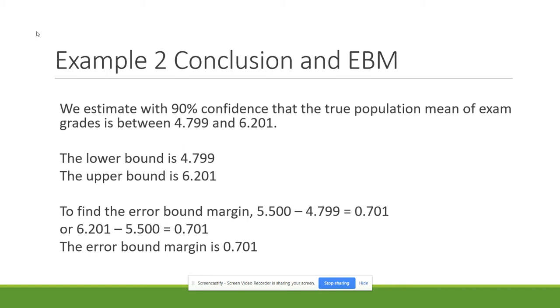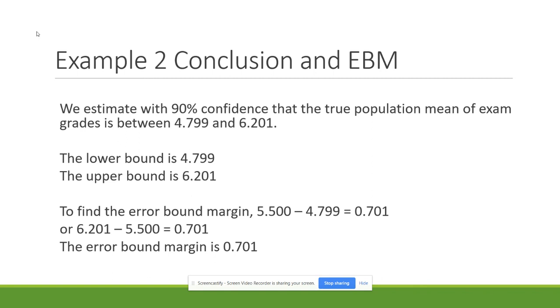To find my error bound margin, I do 5.5 minus 4.799. Where did the 5.5 again come from? That is my sample mean that I found from the sample data. Minitab gave it to me. I didn't have to solve it by hand. So when I subtract that, I get 0.701. Or you can do 6.201 minus, again, 5.5 to get 0.701. The error bound margin is 0.701.